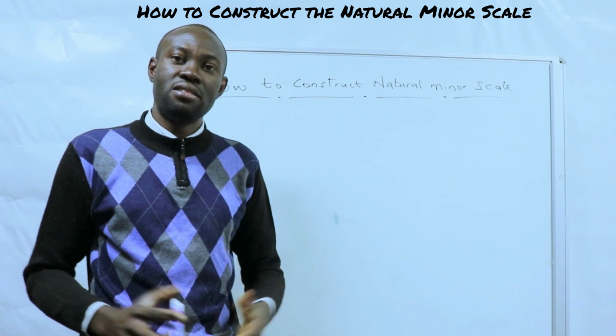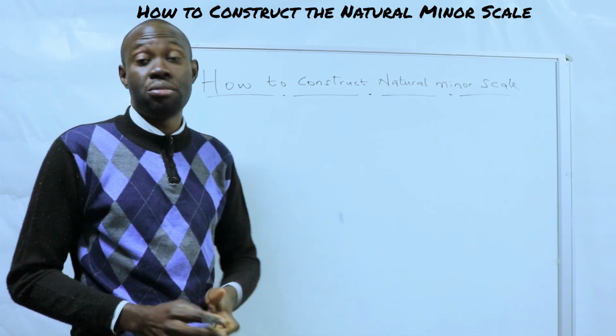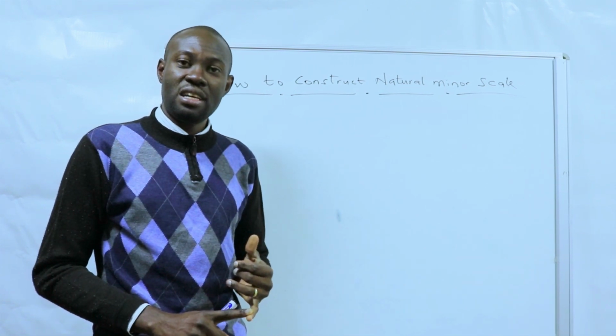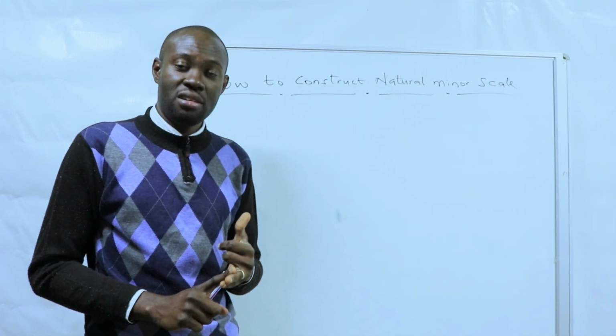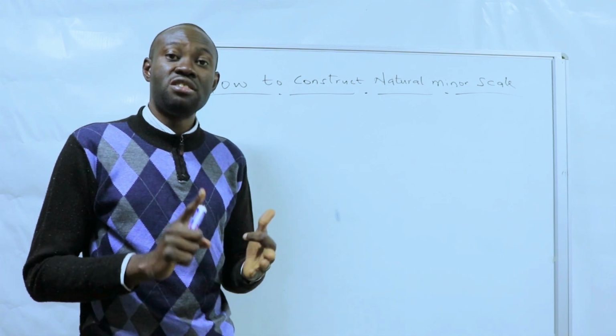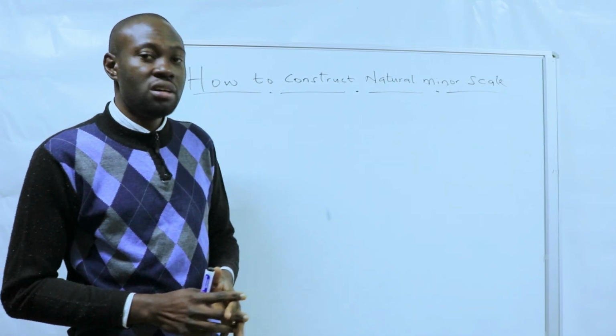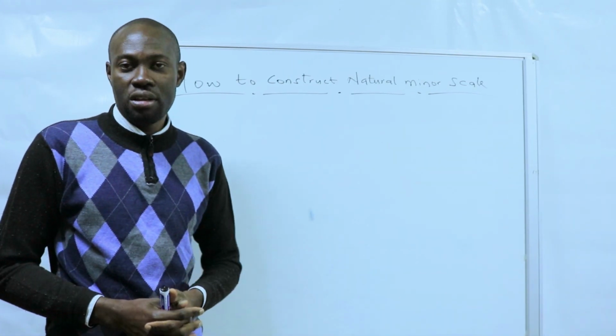There are three kinds of minor scales, broadly speaking. The first one is the natural minor scale, the second one is the harmonic minor scale, and the third one is the melodic minor scale. But today we're going to be talking about the natural minor scale.